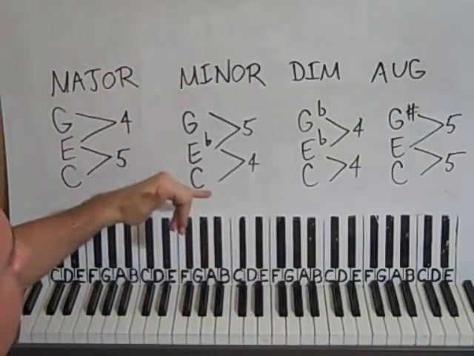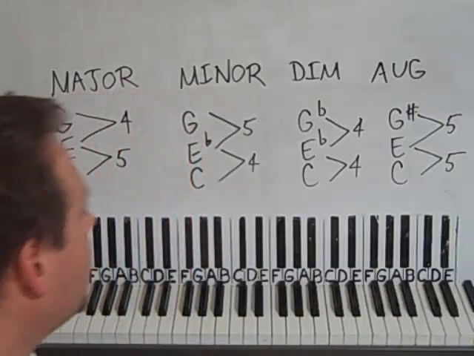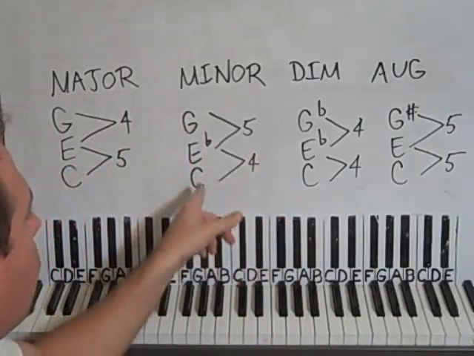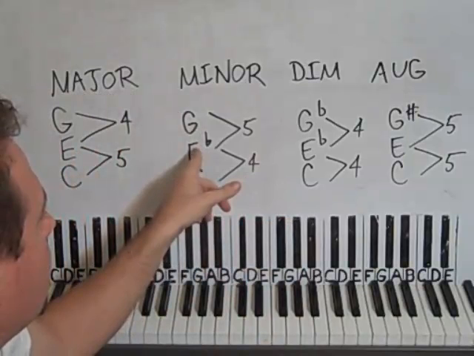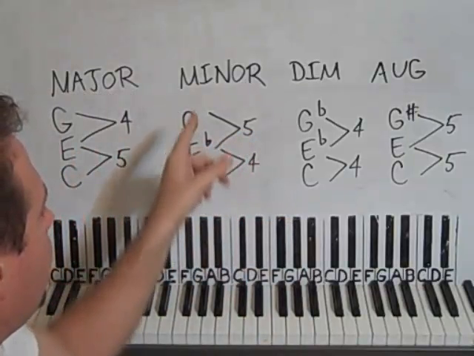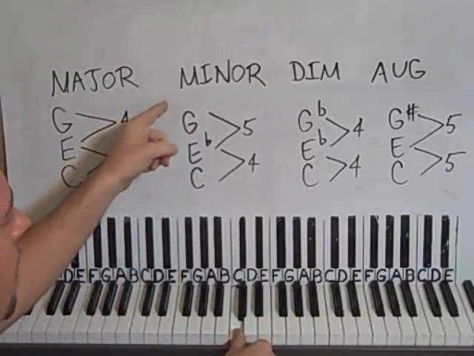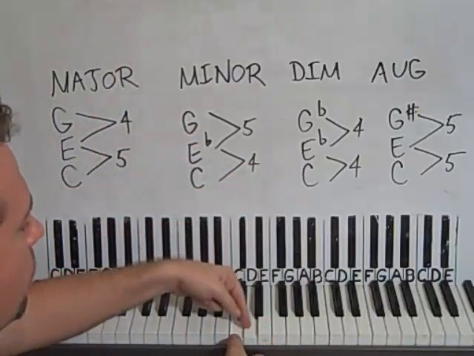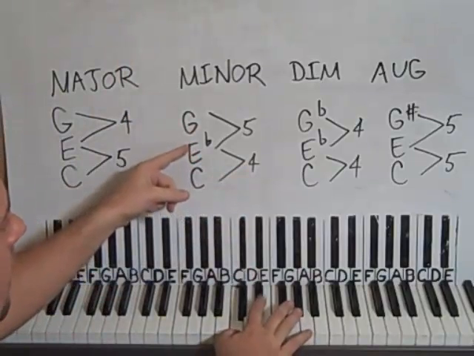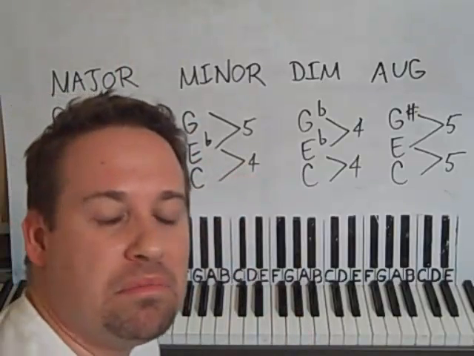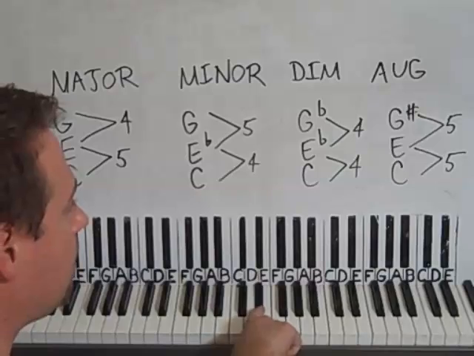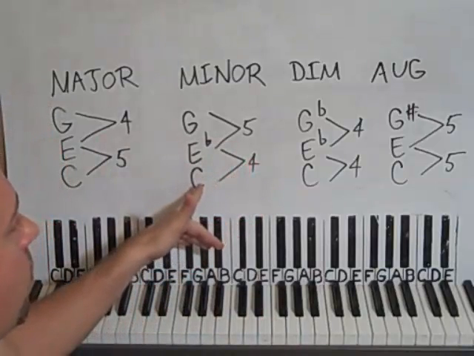Now minor is going to be flip-flopped. It's the opposite. You'll have 4 from the root note to the 3rd, and then 5 from the 3rd to the 5th. So we start on the C, and I'm going to play a C minor. I'm going to count to 4. So 1, 2, 3, 4. Now see, the E is flat. Now you say, well, why don't I call it D sharp instead of E flat? It's the same note.